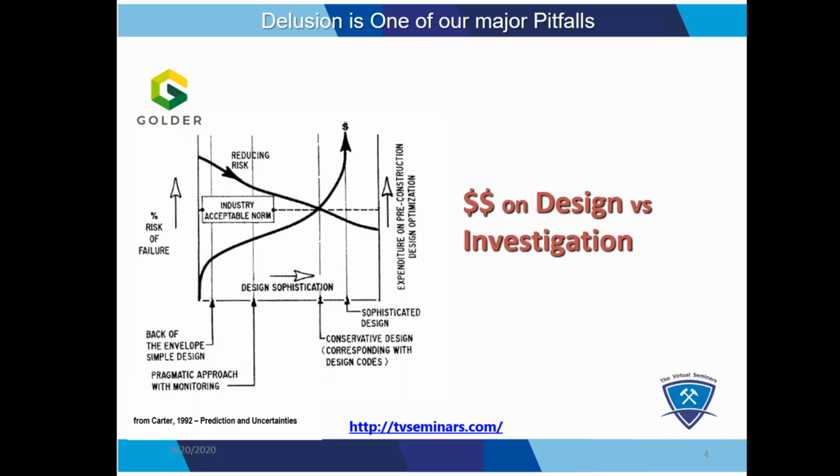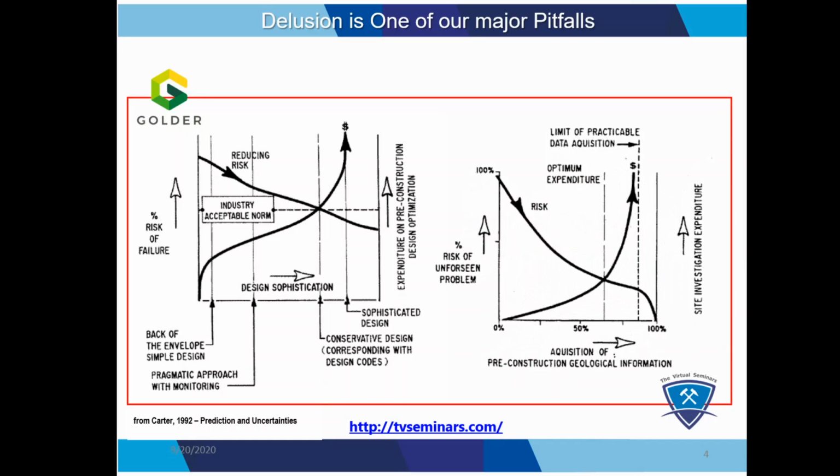Let's look in more detail at this left-hand graph and note the relative degree of risk reduction achieved by going from the back of the envelope simple design calculations with minimal expenditure to the very sophisticated high-level modeling exercise conceptualized on the right-hand side of this graph. It is assumed across this plot that no new data is acquired and that the risk reduction achieved relates solely to the increased understanding gained from the analysis and modeling.